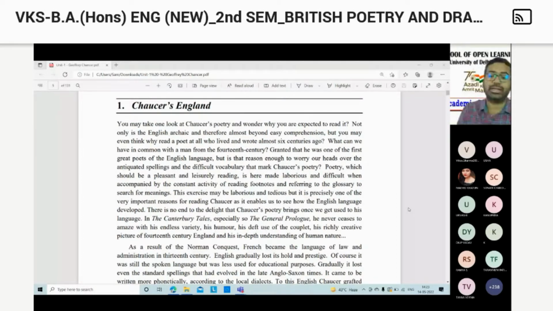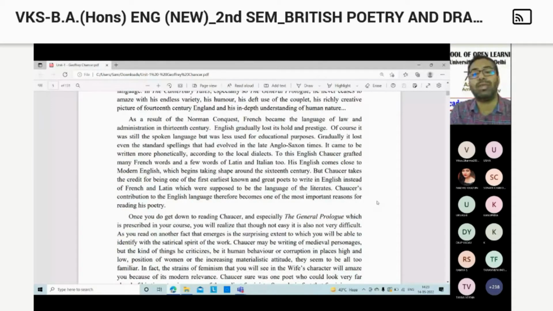So let's look at the second paragraph here. As a result of Norman conquest, what happened in Norman conquest? This took place in 1066, and French became the language of law and administration in the 13th century. So during this time, the French culture and the French civilization had actually taken over the English ones. So English gradually lost its hold and prestige. Of course, it was still the spoken language, but was less used for educational purposes. Gradually, it lost even the standard spellings that had evolved in the late Anglo-Saxon times. It came to be written more phonetically according to the local dialects. To this English, Chaucer grafted many French words and a few words of Latin and Italian too.